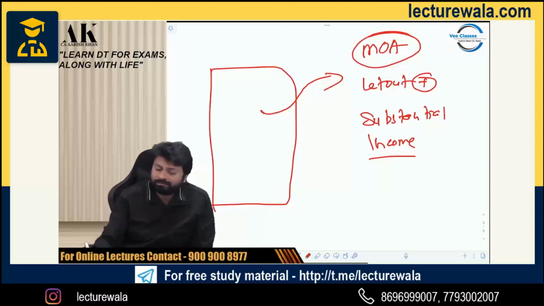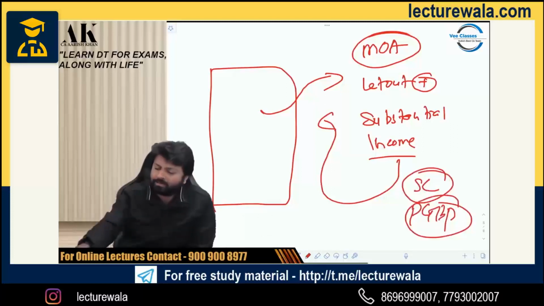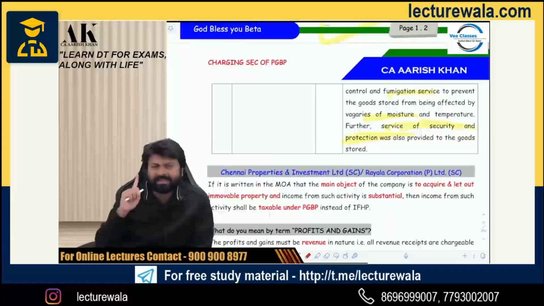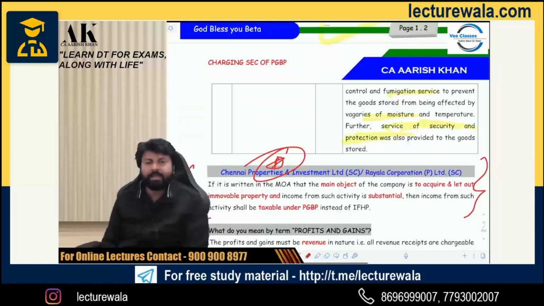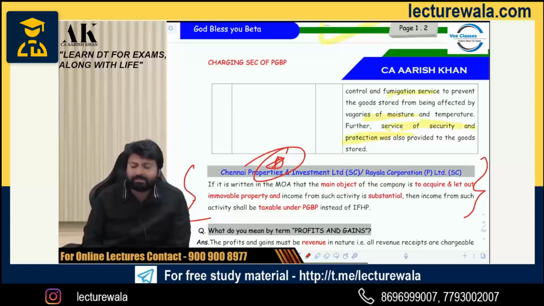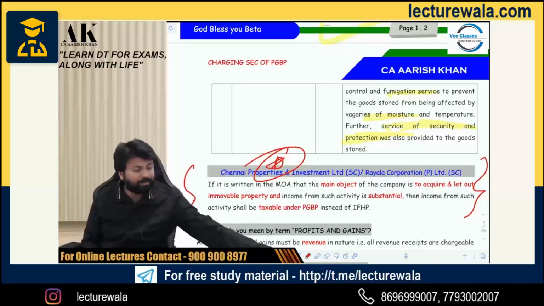Where will the let out income go? The Supreme Court held that this is PGBP income. This is different from what Lodha is doing. Please be very careful about this. There is a great difference between the two. The Supreme Court has held in a very important case that if it is written in the memorandum of association that the main object of the company is to acquire and let out immovable property and income from such activity is substantial, then the income from such activity shall be taxable under PGBP instead of house property. Be very careful about it.